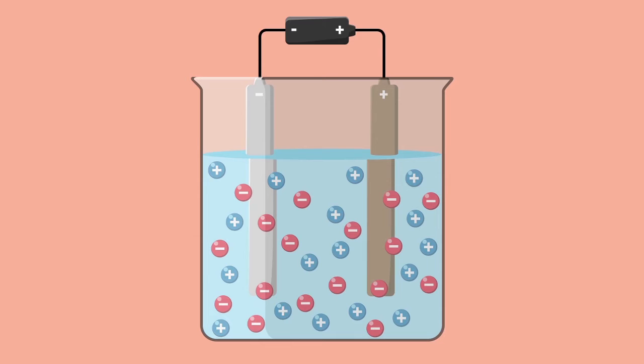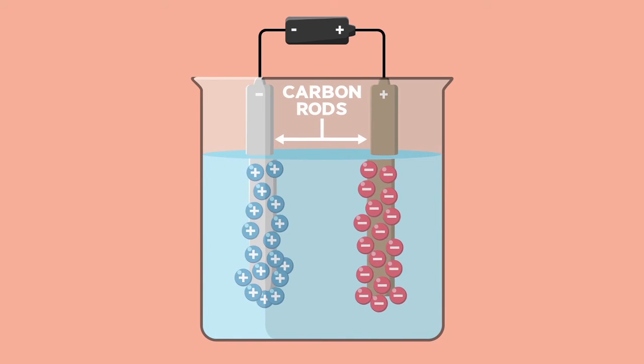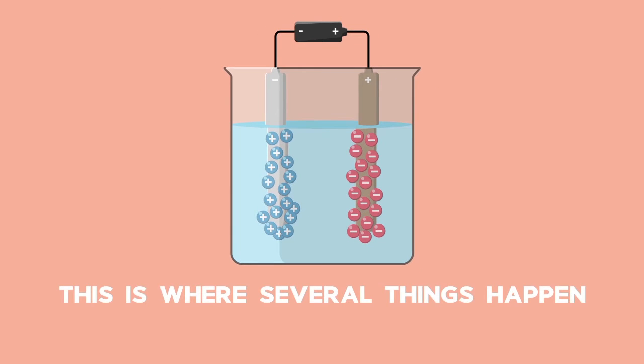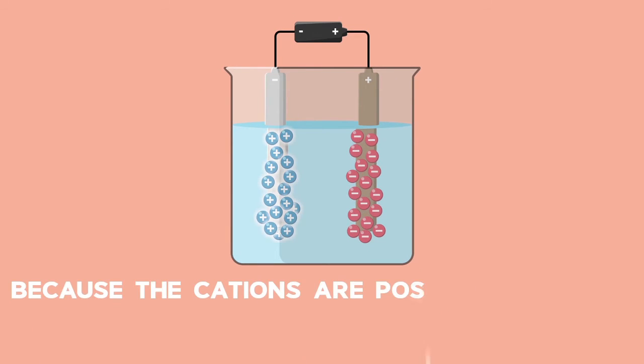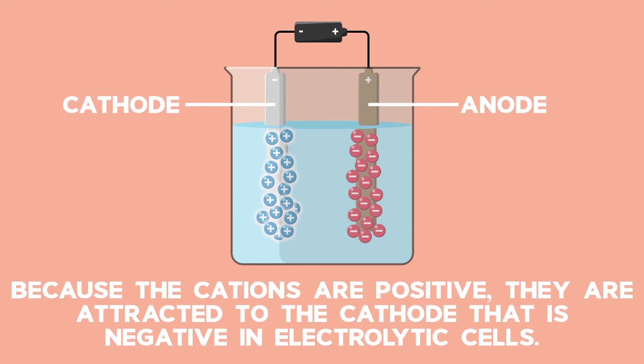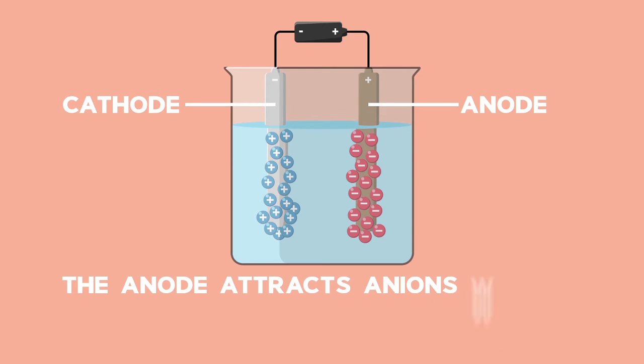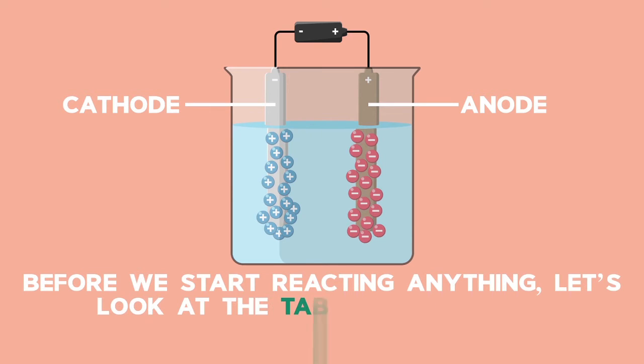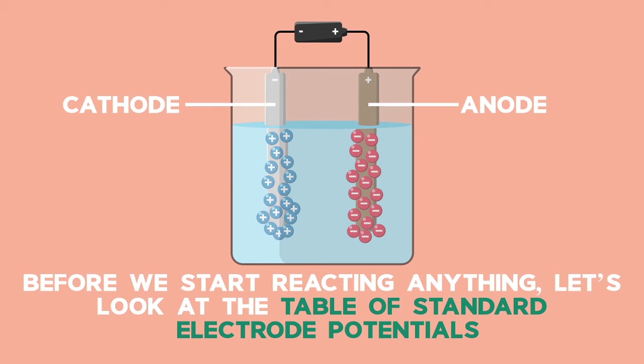When a voltage is supplied to the two carbon rods, they conduct the positive and negative potential to the solution. This is where several things happen. Because the cations are positive, they are attracted to the cathode that is negative in electrolytic cells. The anode attracts anions with its positive charge. But before we start reacting anything, let's look at the table of standard electrode potential.